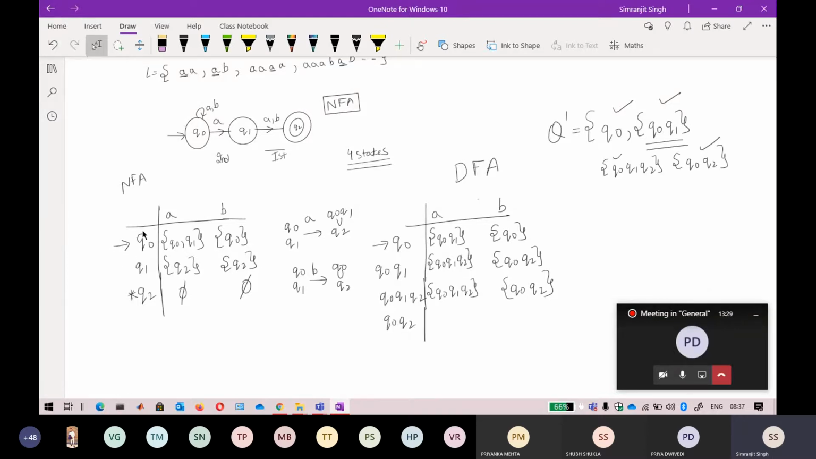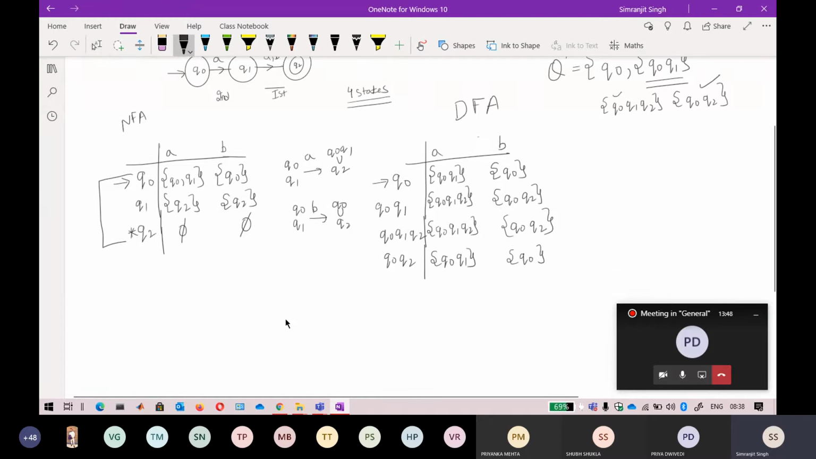So Q naught, Q2 here is Q naught, this one and this one. Q naught, Q1 union with phi, there is nothing wrong in that, so this is Q naught, Q1. Q naught and Q2. Q naught union phi is just Q naught. So this will be your original table.